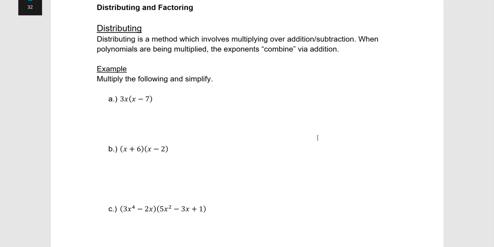In this review, we're going to be going over distributing and factoring. Going over distributing first, this is a method which involves multiplying over addition or subtraction. And when we're multiplying polynomials, the exponents are going to combine into one base by adding the exponents together.